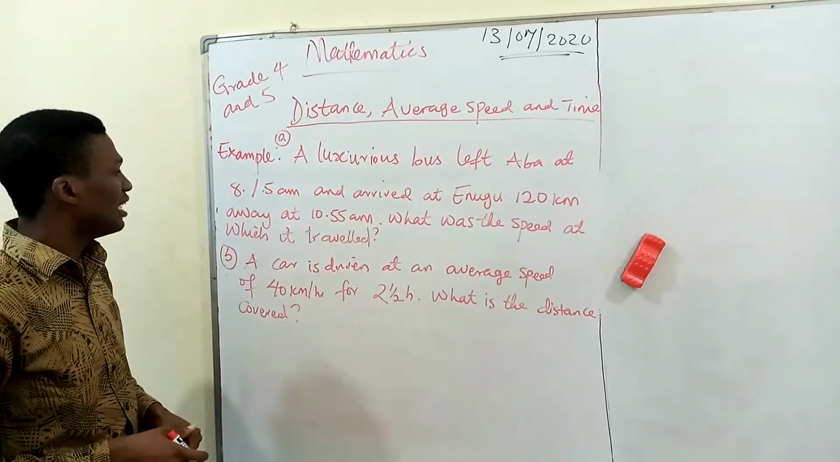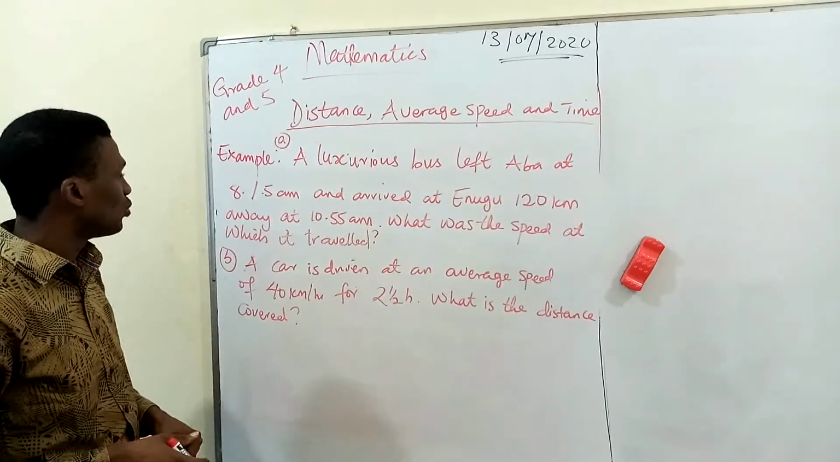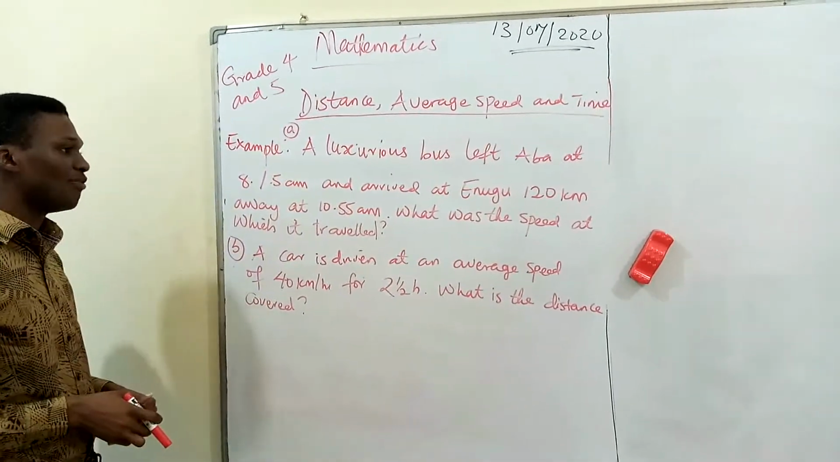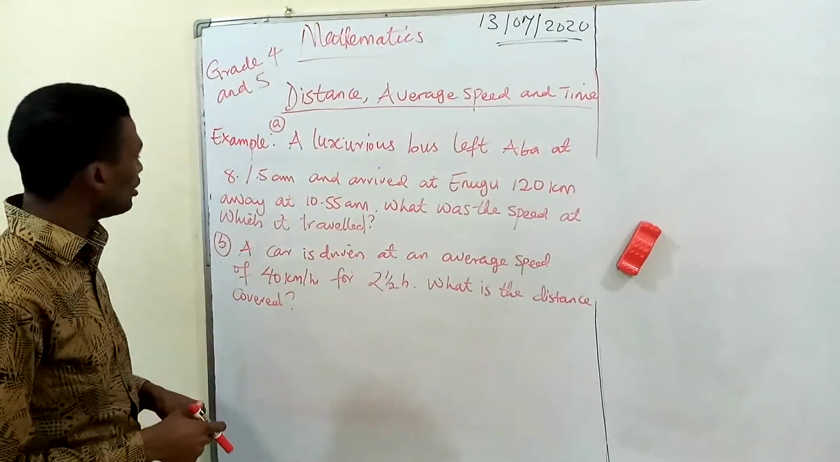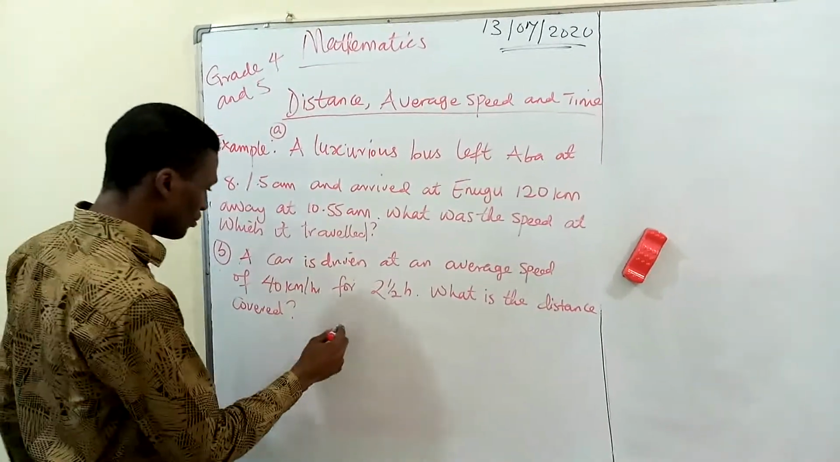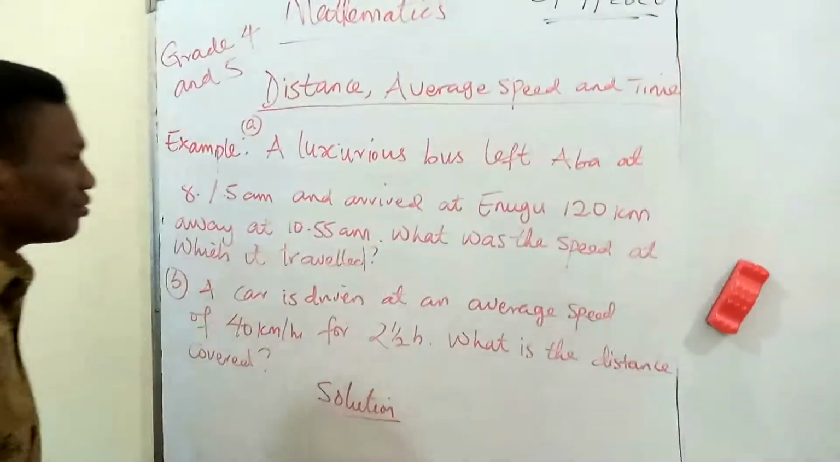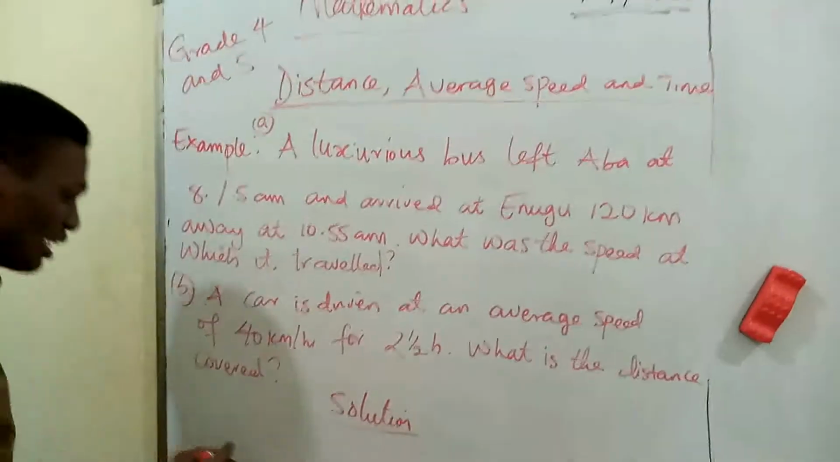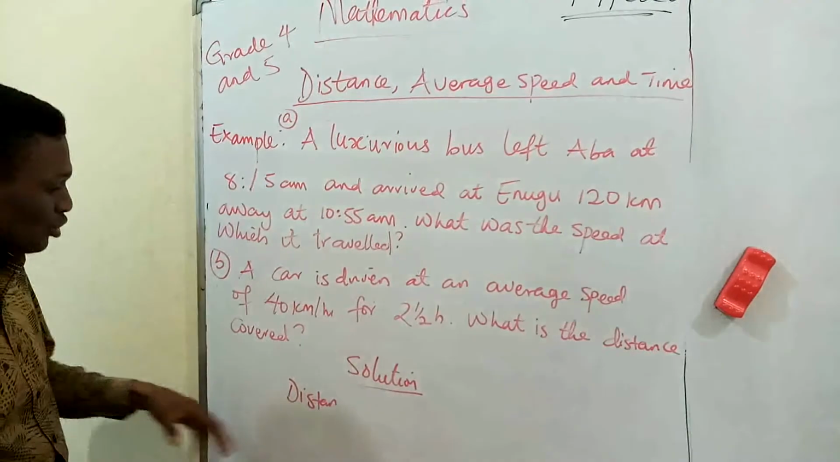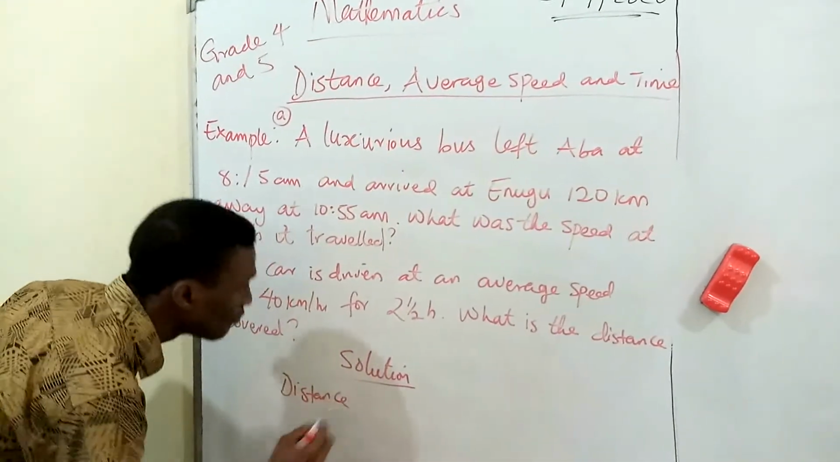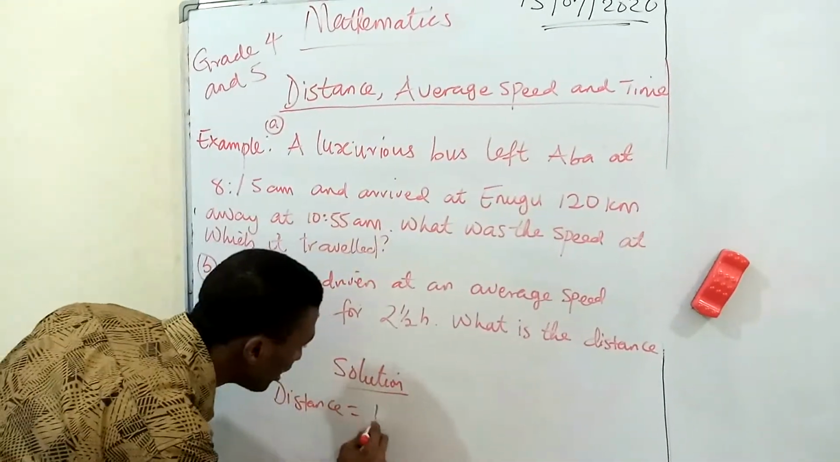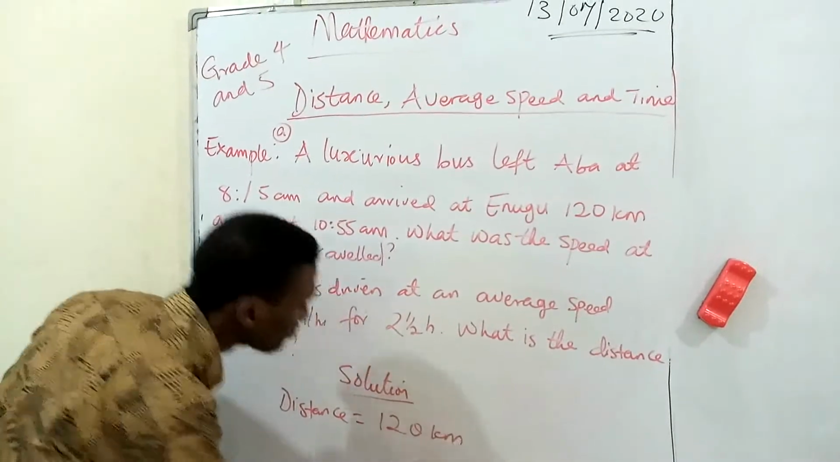A luxurious bus left Aba at 8:15 a.m. and arrived at Enugu 120 kilometers away at 10:55 a.m. What was the speed at which it traveled? Now we are to find the speed. We are given the distance. So our distance from Aba to Enugu is given as 120 kilometers.